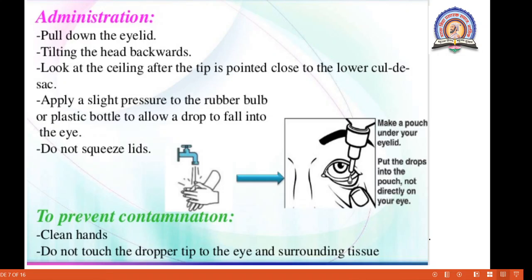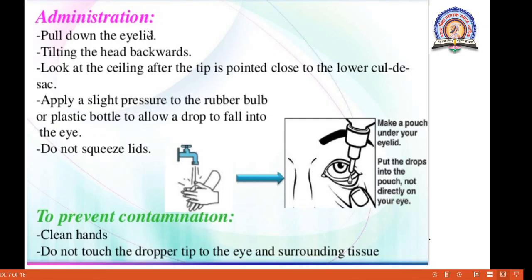Okay. So what we have to do, we pull down the eyelid. So here the figure is given, we pull down this eyelid. So what happened, make a pouch under the eyelid. So here the pouch is prepared. So put the drop into the pouch, not directly on your eye. Means we do not apply directly this eye drop in the eye. We put that eye drop in this pouch.